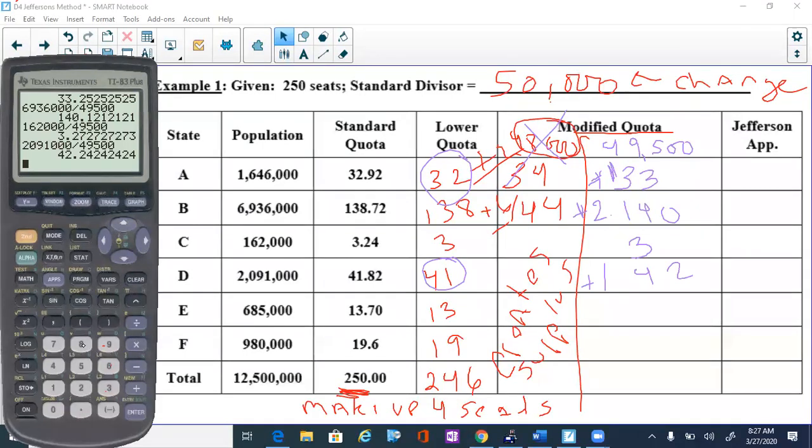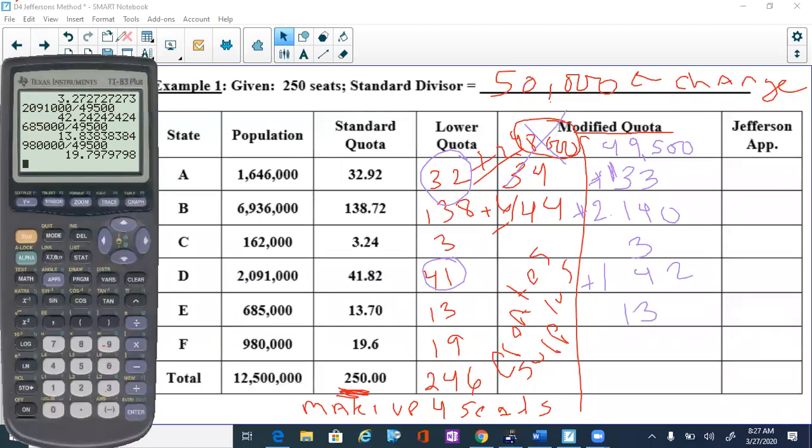685,000 divided by 49,500 gives me 13. That did not add a seat. Then 980,000 divided by 49,500 gives me 19. That also did not add a seat. So maybe this has worked. I've got 13, lower quota, remember, and 19.